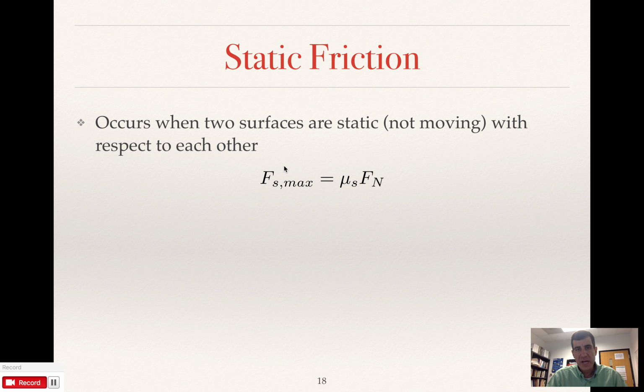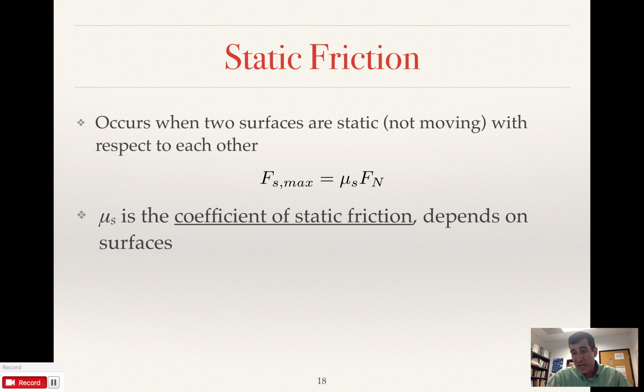So I'm going to use F sub s for static friction, and that's this coefficient mu sub s times the normal force. So mu sub s is similar to mu sub k, it's the coefficient of static friction now, and again it depends on the surfaces. And just like kinetic friction, the direction of static friction always opposes motion, or opposes attempted motion is probably the better way to say it, because after all, your surfaces are at rest with respect to each other, so you don't actually have anything that's moving.